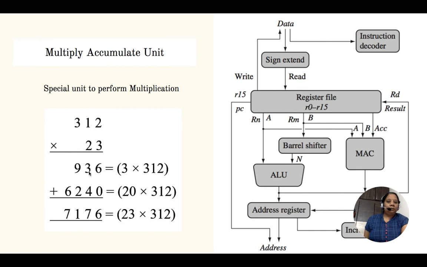So these two values, 936 and 624, which are intermediate results, are stored into the ALU, which are then brought back into this MAC, added, and the final result is stored back into the destination register. So this is one of the special features of the ARM7 architecture, that it has a multiply accumulate unit.